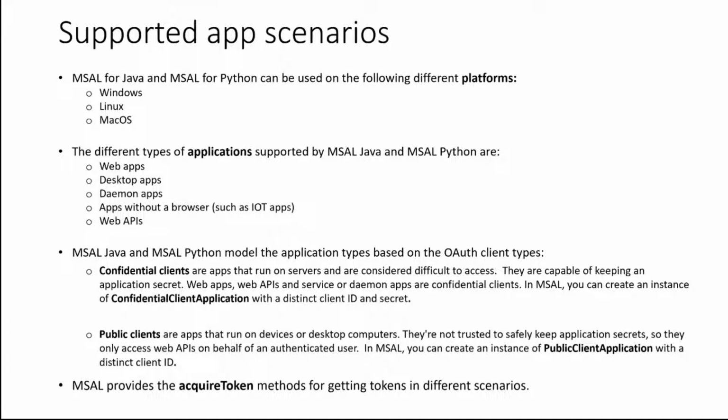In the core object model, MSAL Java and MSAL Python model their application types based on the OAuth client definitions, namely confidential clients and public clients. So confidential clients are applications that run on servers and are considered difficult to access. As a result, they are secure by nature and are capable of keeping application secrets secure. Web apps, web APIs, and services or daemon apps running on the web are considered confidential clients.